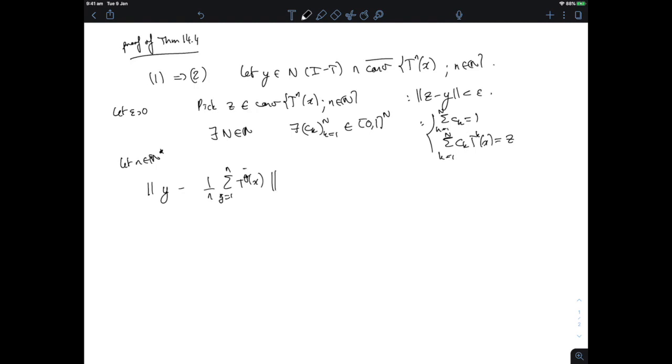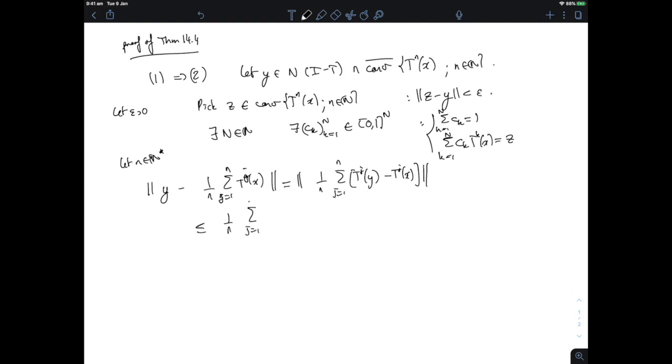Okay, so now what I'm going to do is that, first of all, I'm going to use the fact that y is in the null space of I minus T, and therefore this is really the same thing as 1/n sum j equals 1 to n of T^j y, because T^j y is just y, minus T^j x. Okay, and then I'm going to use the triangle inequality and introduce the z.